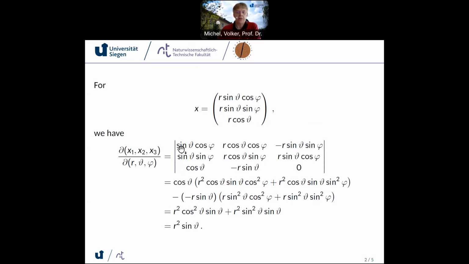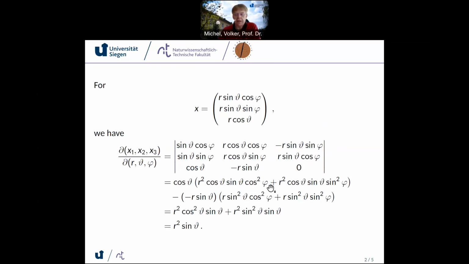So it's a sine theta cosine phi with an r sine theta cosine phi, which gives r sine square theta times cosine square phi. Again, minus minus gives you plus, and then you have sine theta times sine theta, which is sine square theta, and you have sine phi times sine phi, which is sine square phi.